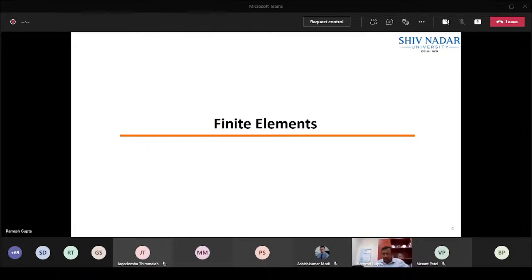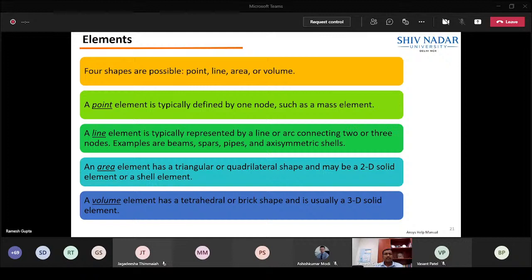All right, so let's move on. There are varieties of finite elements in varieties of forms, based on the shape, based on the theory you will use, based on the application you will have. Let's start with the shape, or truly speaking, it is basically the dimensionality.